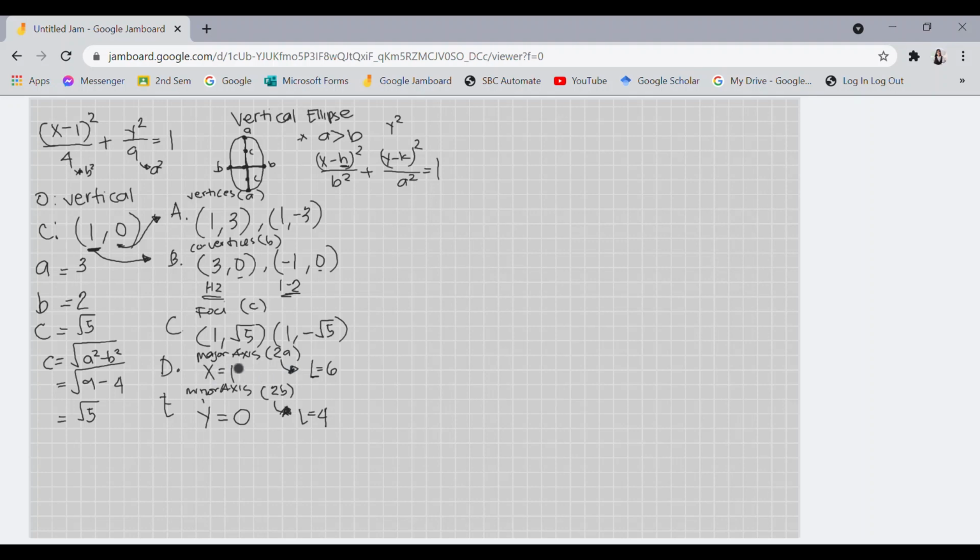Vertical ellipse gives vertical major axis, vertical line that is represented by the equation that starts with x. X equals ano? Ano po ba yung point na tatamaan niya in the center? So, 1 po. So, you write x equals 1.